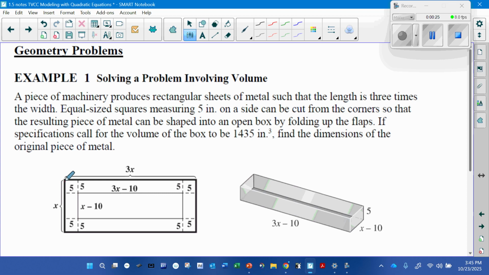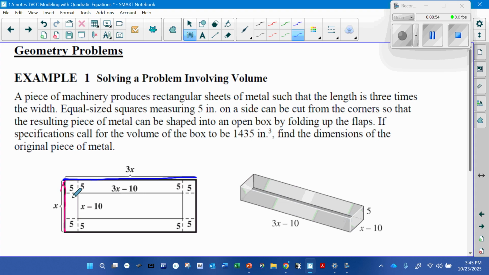So here's our width right here, and I'm going to see if I can get this without, it's really hard to draw straight lines. So here's our width right here, and then the length is this one right here. So if our length is 3 times the width, and we don't know either, then we'll call one of them x, and the other will be 3 times that, so that will be 3x. And then they're going to cut these little squares right here. So equal size squares measuring 5 inches on a side can be cut from the corners.